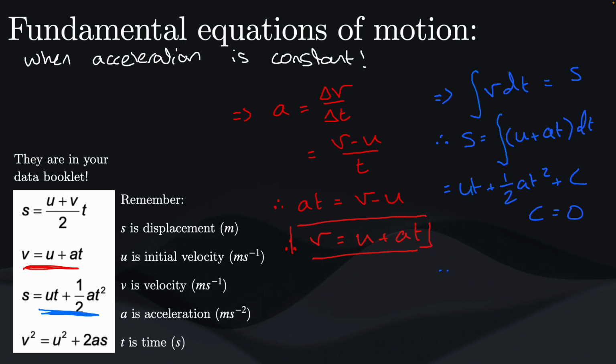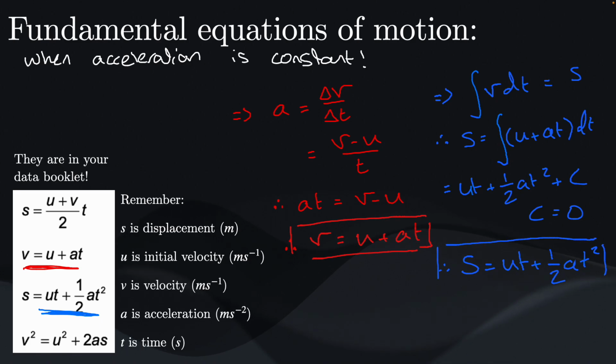Therefore, we can say that displacement is equal to ut plus half at squared. And there you go. We have our second equation right here. And that's it. These are your fundamental equations of motion.